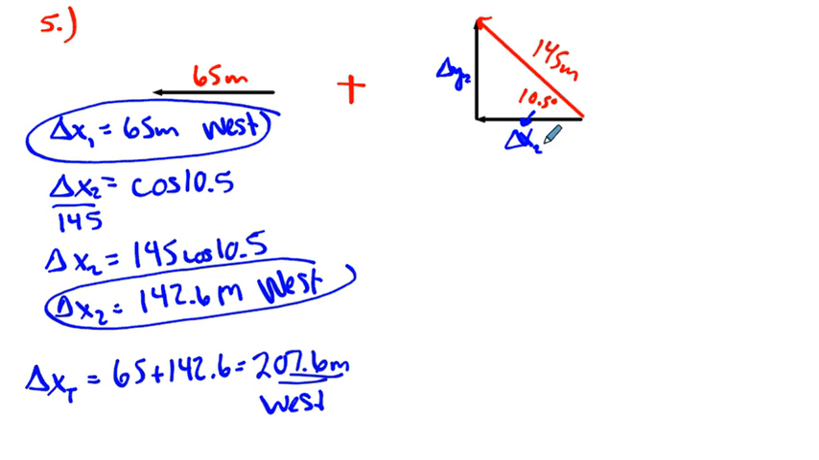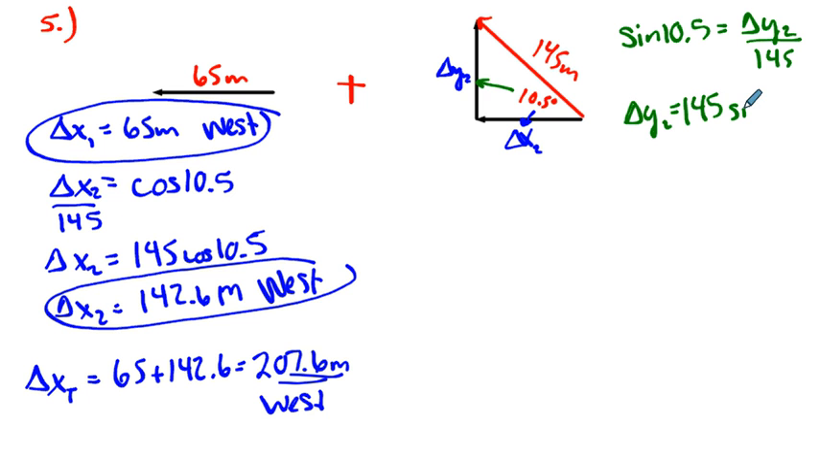All right, now let's find this y component. We know that this is the opposite side and we know the hypotenuse, so sine of 10.5 is equal to the length of the opposite side over the hypotenuse. So that change in y2, which is the only change in y, is equal to 145 sine of 10.5. And that's 26.4 meters towards the north.